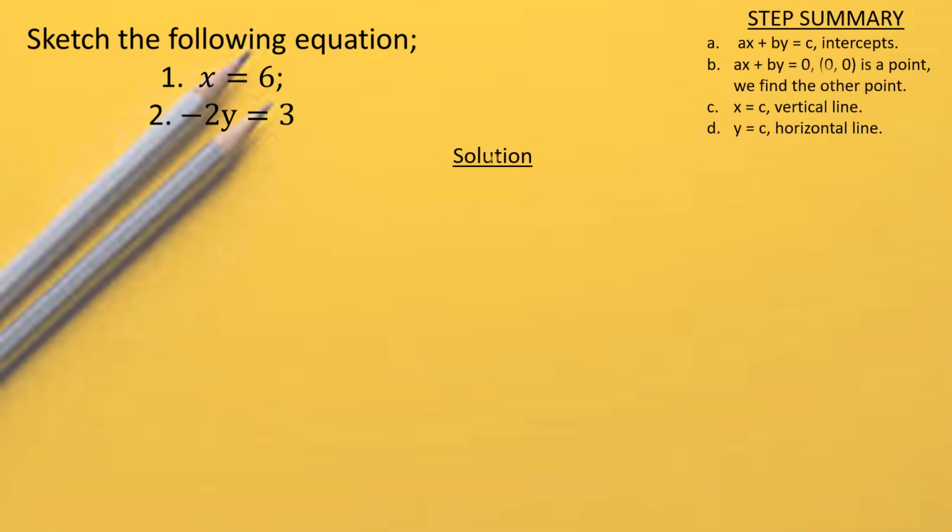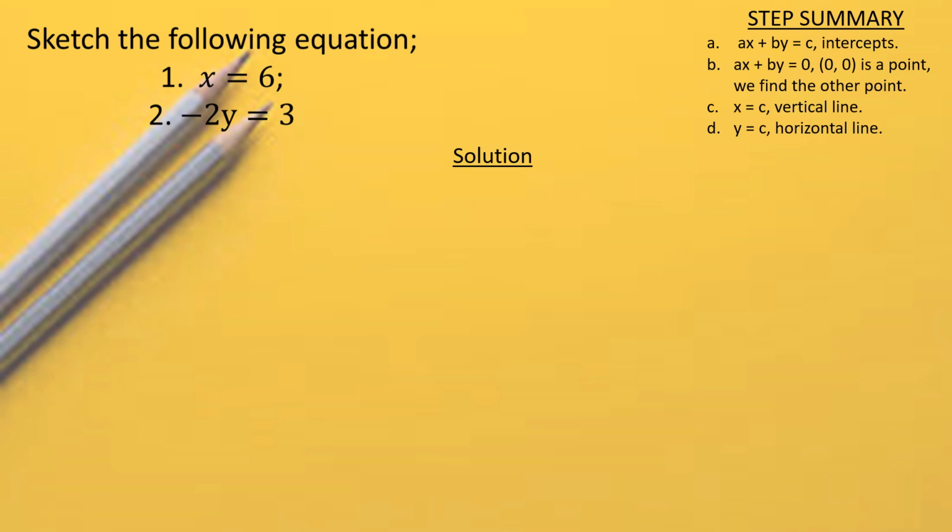We start with a question which says sketch the following equations: 1, x equals 6, and 2, minus 2y equals 3. So let's check our summary steps before we dive into the solution.